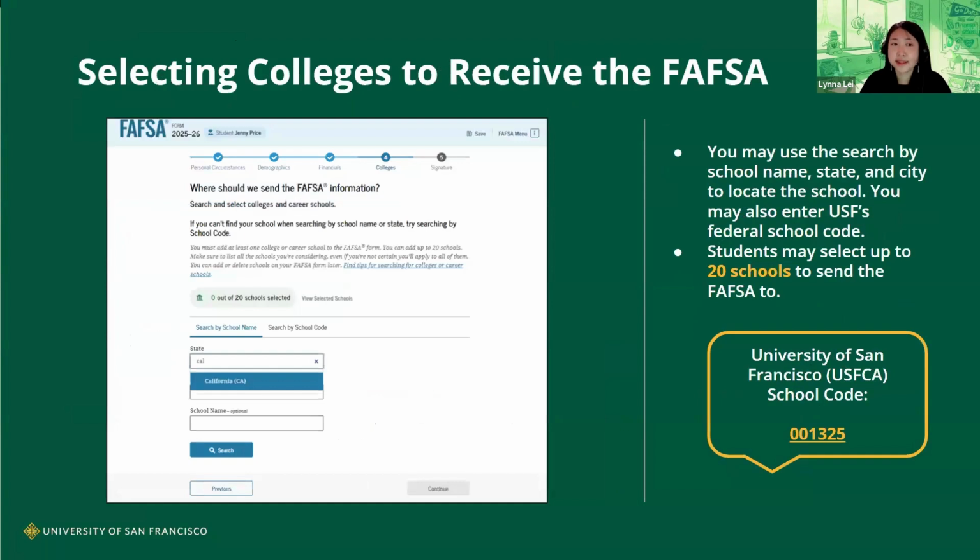And then students will have to enter the colleges that they apply to so that the colleges may receive the FAFSA. Students may select up to 20 schools to send the FAFSA to, and for USF, our school code is 001-325. And if you are applying to more than 20 schools, you may submit this first, and after it processes, then you can go back into the application and add more schools to submit your FAFSA to.